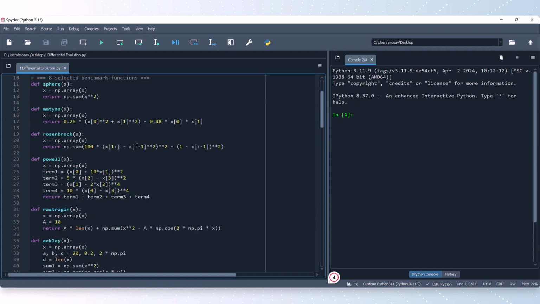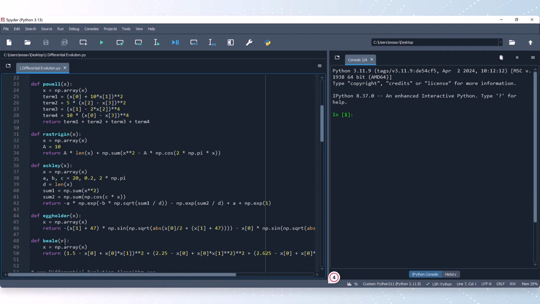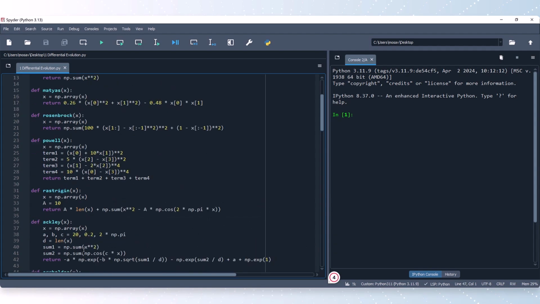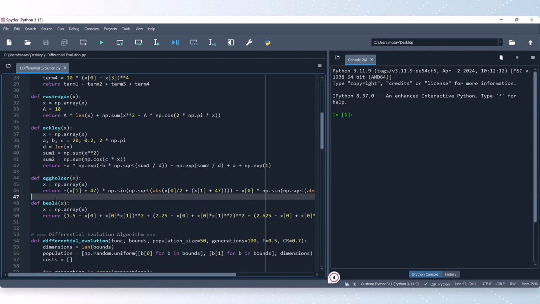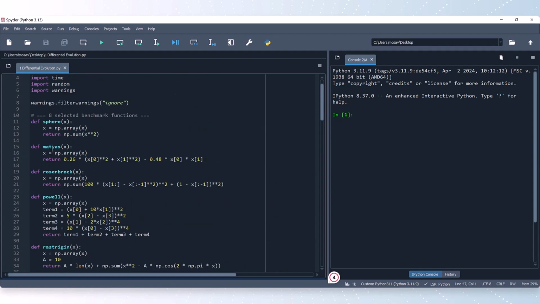So I selected 8 functions just to show you how differential evolution solves these functions. Basically I selected 8 from different categories, which are Powell, Rastrigin, Ackley, Eggholder, Beale, Sphere, and Matyas. Sphere is also known as De Jong.